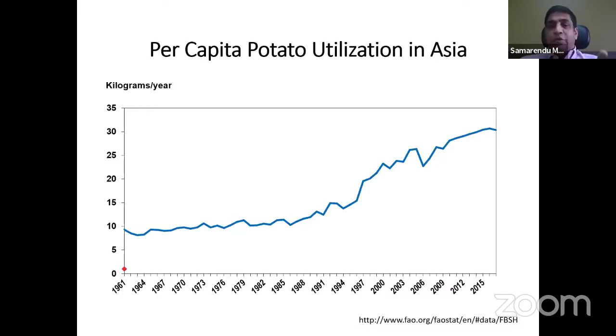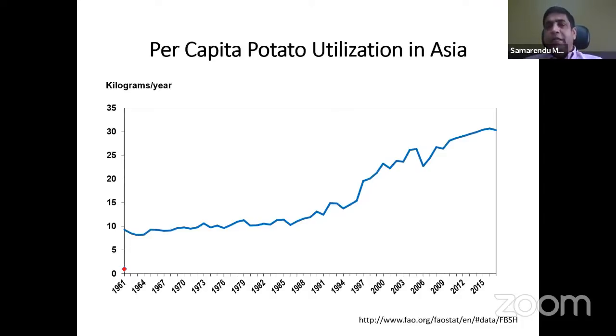So just to give you some of the trends in potato: as the production has increased, our utilization per capita, per person, has also increased. We have been consuming a lot more potato in the last 30, 40 years than we did in the past. You can see until the 90s it was about 10 kilograms, but in the last 30 years it has tripled from 10 to 30 kilograms per person. In India, it's around 24, 25 kilograms.